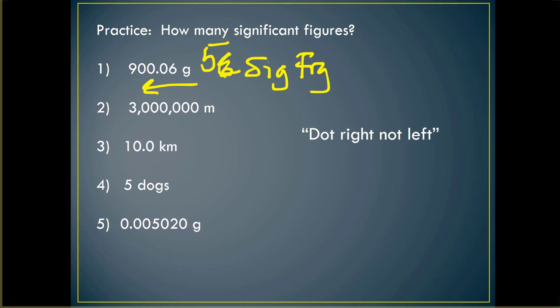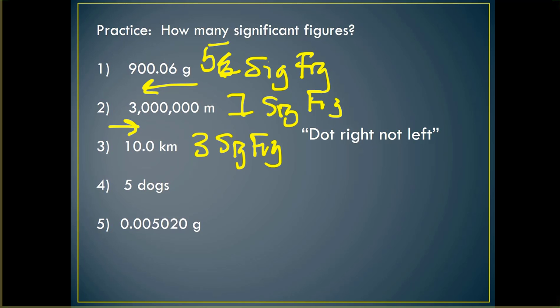Let's look at number 2. Number 2 has 1 sig fig. Again, no decimal, so I'm going to start counting from the left. I just count the 3 and then I stop. Those are all placeholder zeros. Number 3, this one has 3 sig figs. Number 4, don't be confused. It's not 1 sig fig, it's infinite. And last but not least, this one has 4 sig figs.